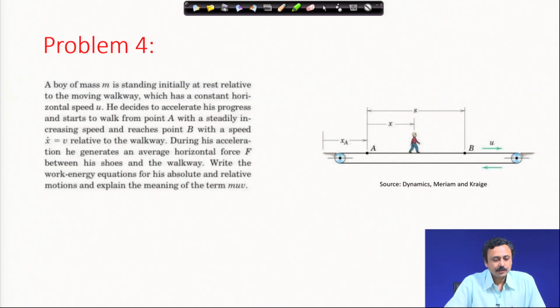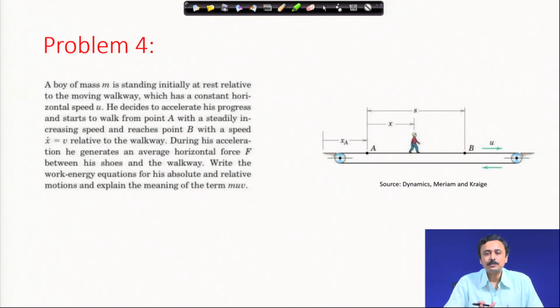This problem says, therefore, this boy of mass m is standing initially at rest relative to a moving walkway which has a constant horizontal speed u. He decides to accelerate his progress and starts to walk from point A with a steadily increasing speed and reaches point B with a speed x dot equal to v relative to the walkway. Here you should note that A and B are fixed points for a ground fixed observer.